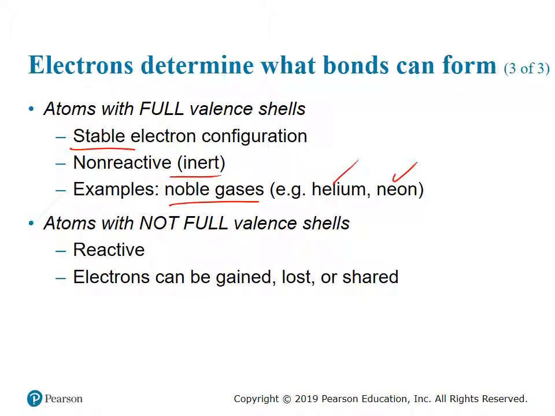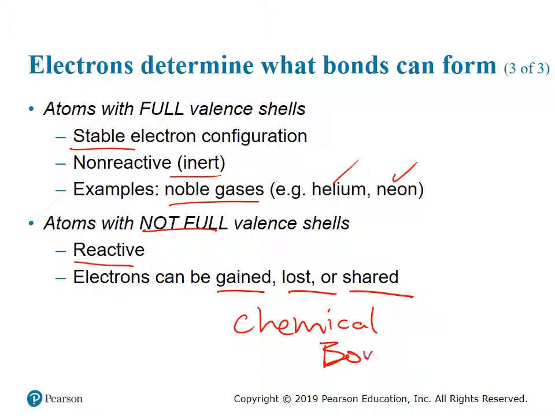Okay? The ones that are not full in nature are reactive. They're going to try to interact with other atoms. Those are the ones that we are going to study, right? How do they react? They can gain electrons, they can lose electrons, or they can share electrons between atoms. All three of these are types of chemical bonds. That's what we're going to discuss, right?